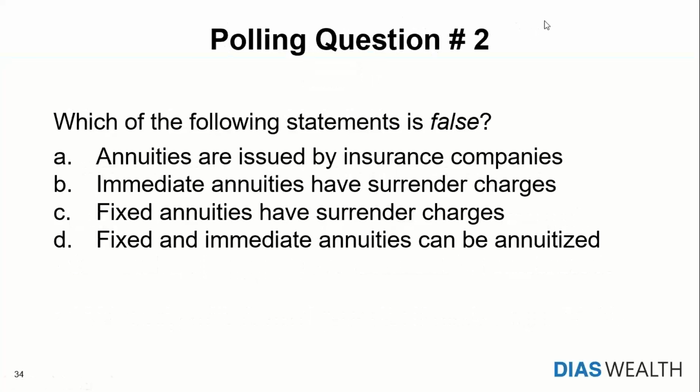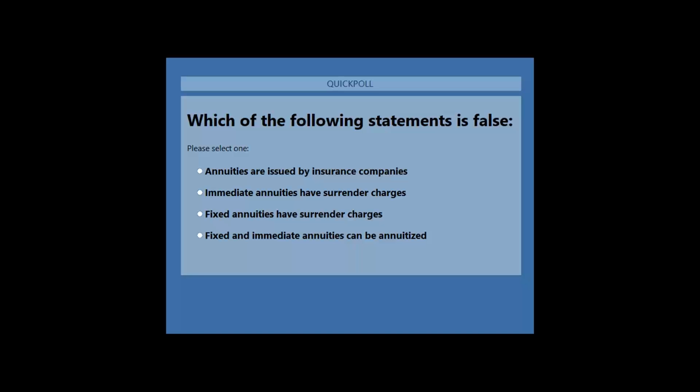Let me go ahead and launch the second polling question, and I will read it to you. Which of the following statements is false? A. Annuities are issued by insurance companies. B. Immediate annuities have surrender charges. C. Fixed annuities have surrender charges. And D. Fixed and immediate annuities can be annuitized.